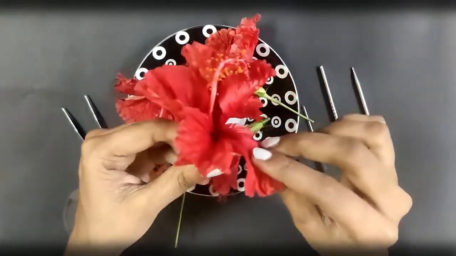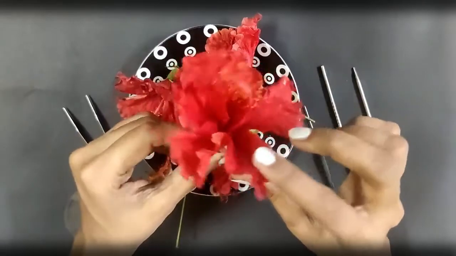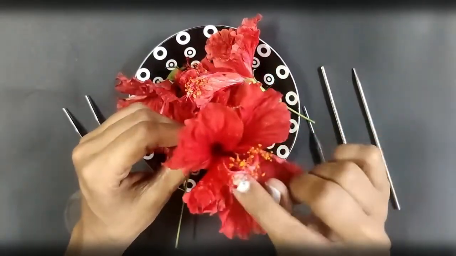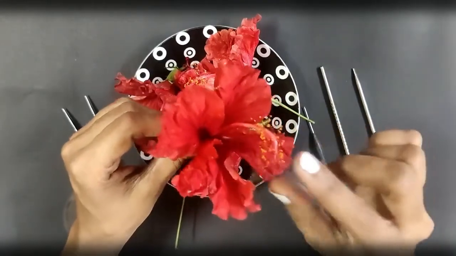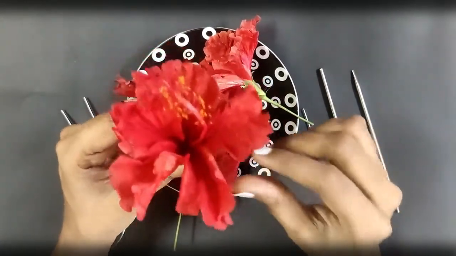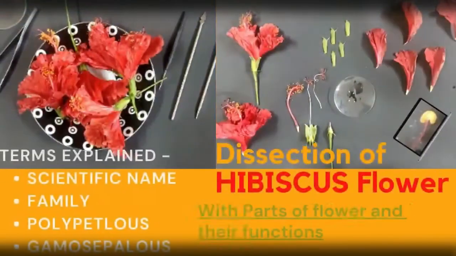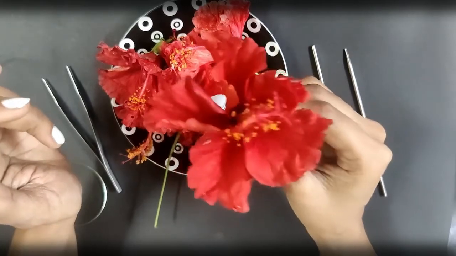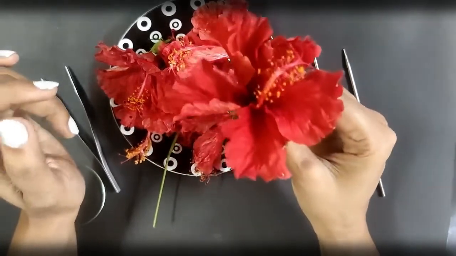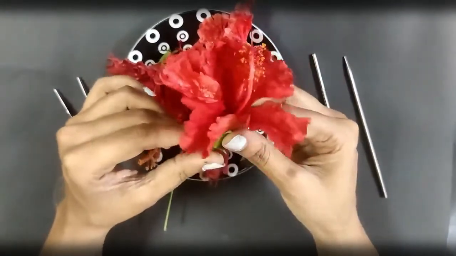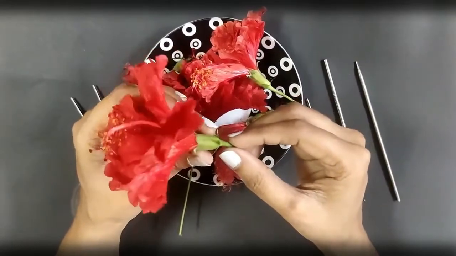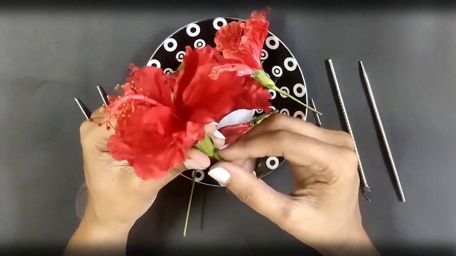To study parts of flowers, hibiscus is the ideal flower because it's a bisexual flower which has both its male and female reproductory parts located on the same flower. So I'm going to be talking about parts of flower. By dissecting this hibiscus flower, I will show you what exactly this hibiscus flower is made up of. So let's go stepwise, one by one.